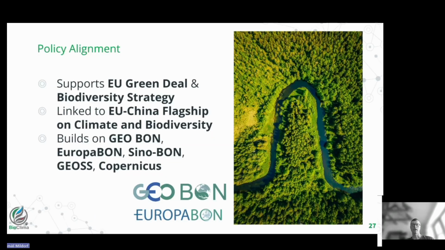We are strongly aligned with the EU Green Deal and the biodiversity strategy. We are linked to the EU-China flagship on climate and biodiversity, the FCB. And as I already mentioned, we are building on GEO BON, mainly Europe BON, but also the China BON, GEOS. We use Copernicus data and also many other data sources like GBIF and so on.